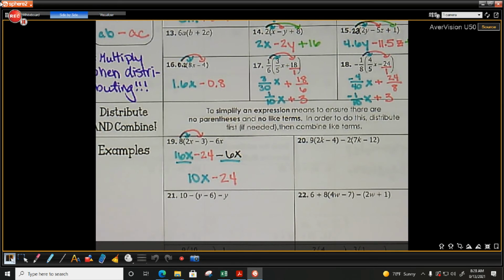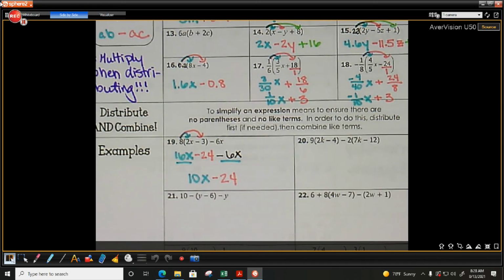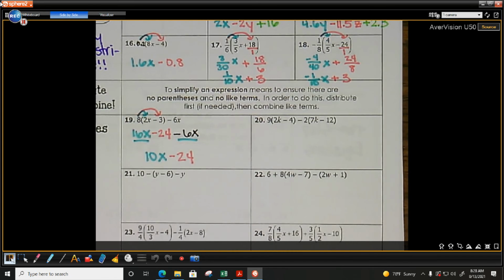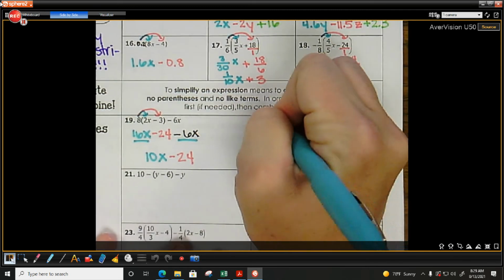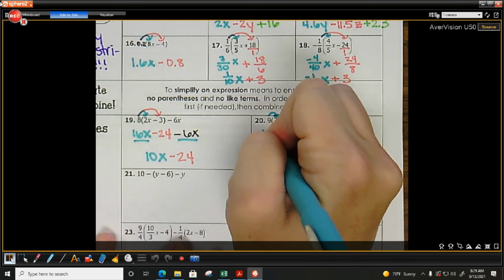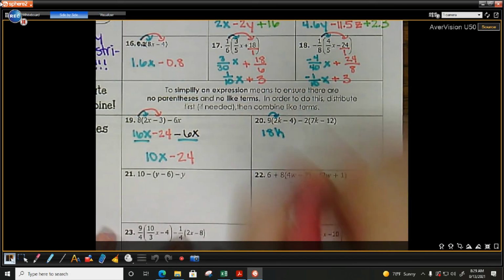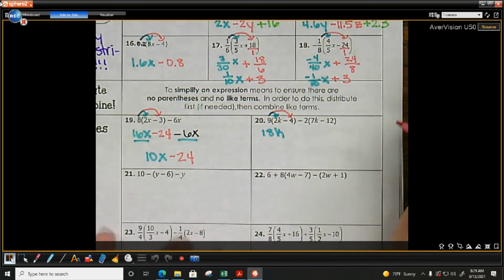Okay. What do I need to do on number 20? Do I have parentheses? When I see parentheses, that almost always means I need to distribute. When you're distributing, what operation do you do? Multiplication. What's 9 times 2k? What's 9 times negative 4? Good job, negative 36.